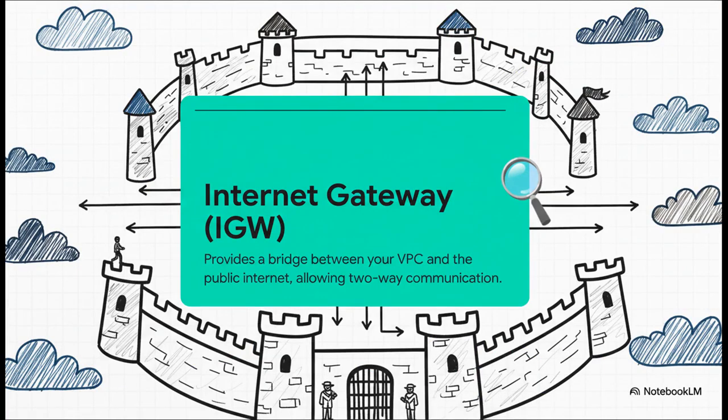So first up is the big one, the Internet Gateway, or IGW. This is the main gate of your fortress. You just attach it to your VPC, and boom, you have a 2-way connection to the public internet. It's what lets traffic flow both in and out.